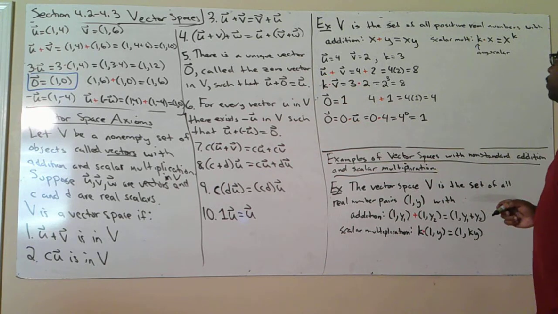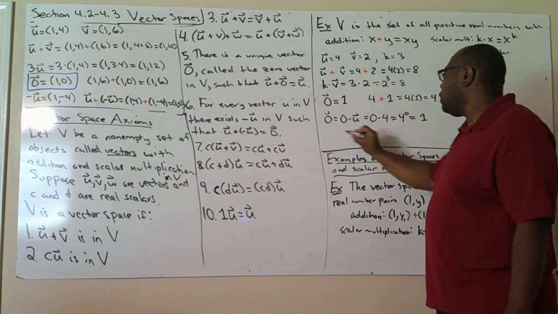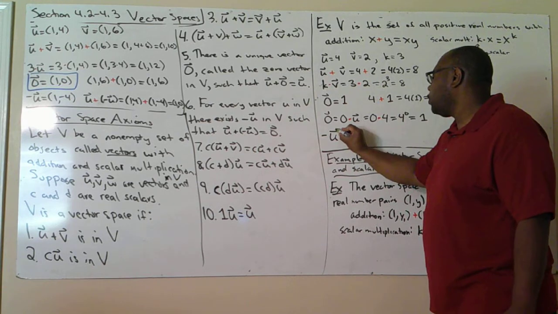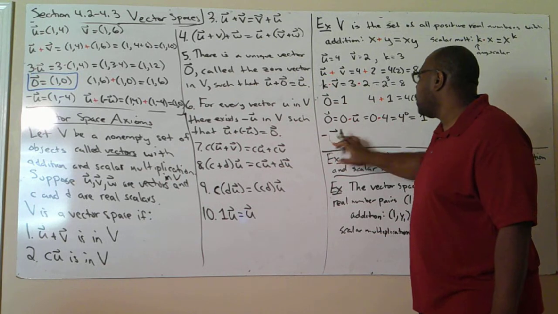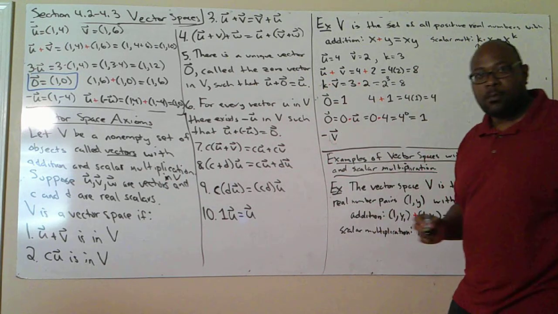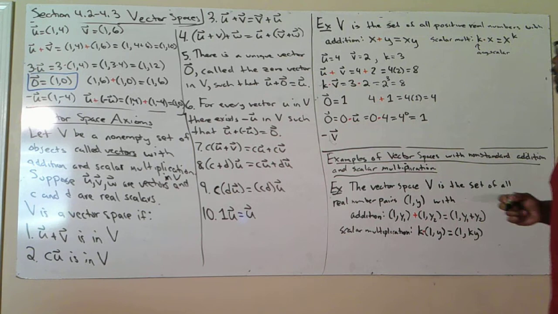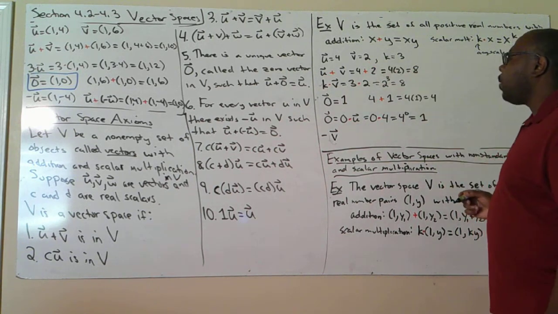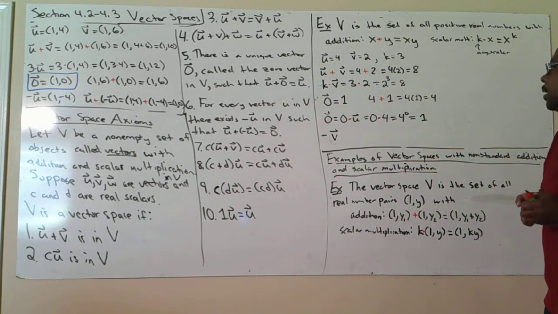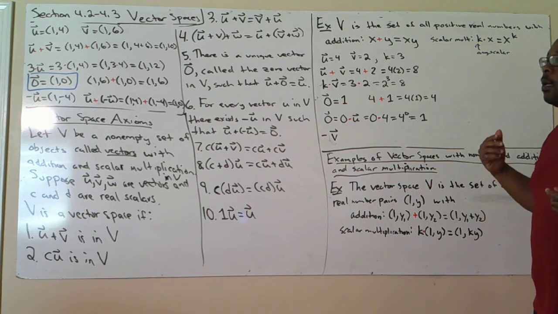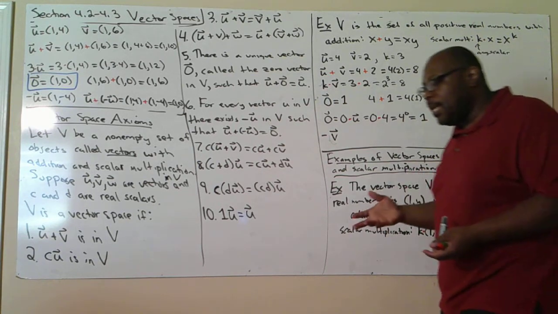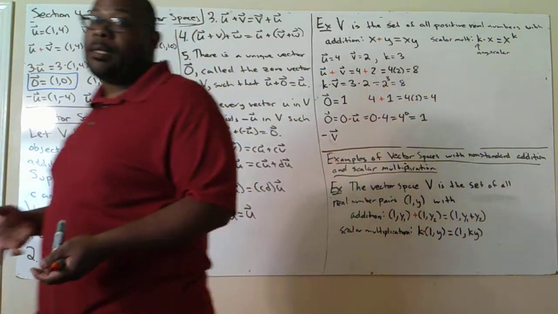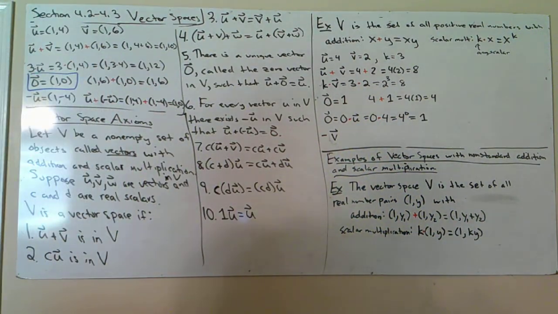What about negative u? Let's do negative v. I've done u enough. Let's find negative v. Remember that v is 2, right? What we want is that when I add v and negative v together, I get the 0 vector back. Essentially, when I add v and negative v, I want to get 1.